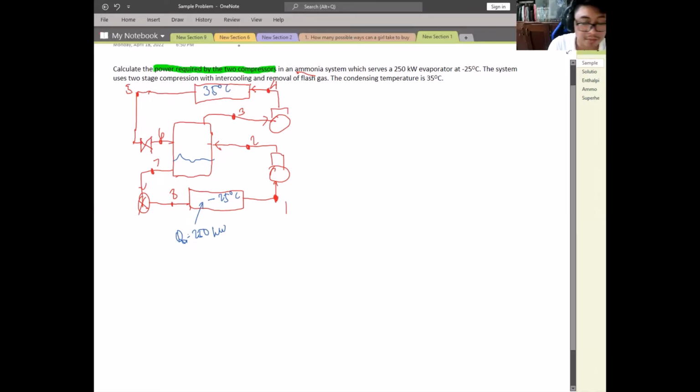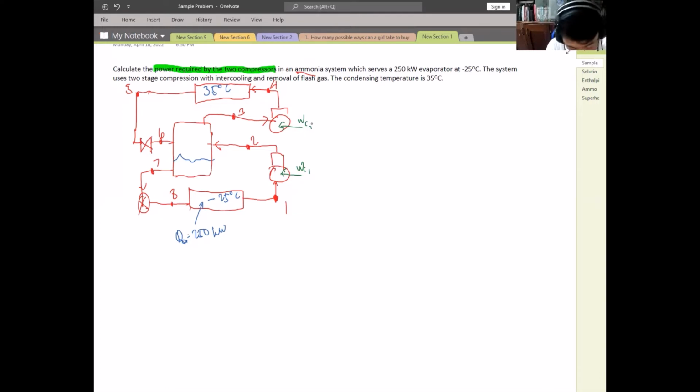The compressor needs energy, so this is the input work for the compressor, the work on the system, as we say in thermodynamics. The work of compressor 1 and the work of compressor 2. We add them to get the total work needed to drive the compressors throughout the refrigeration system.